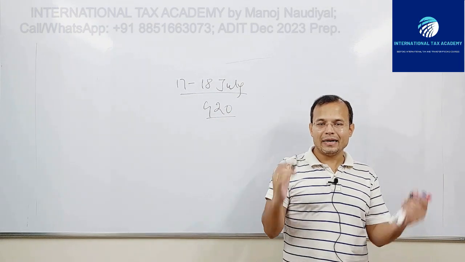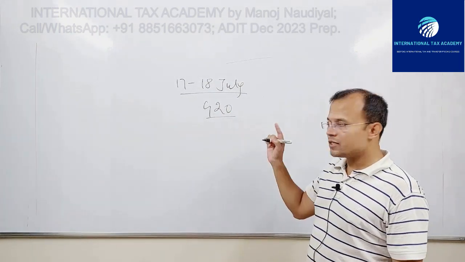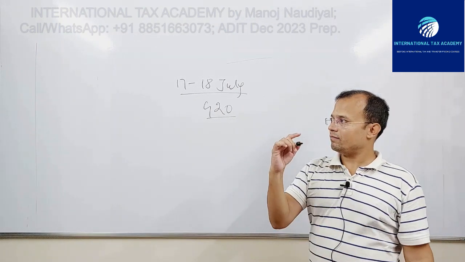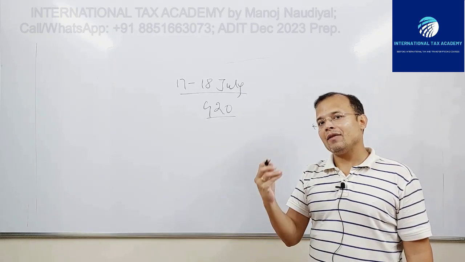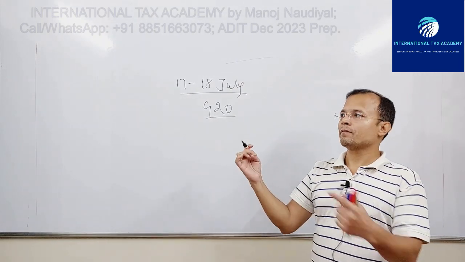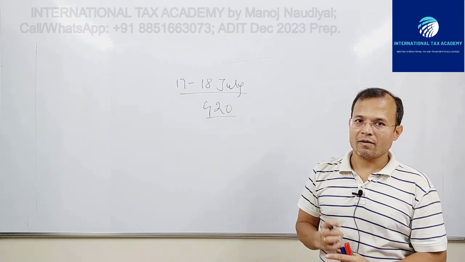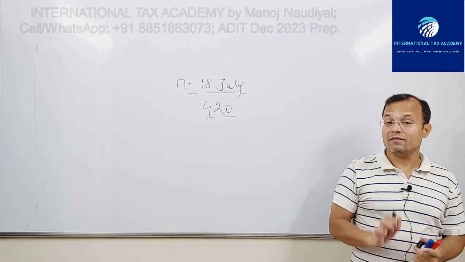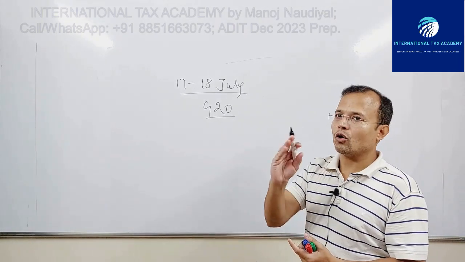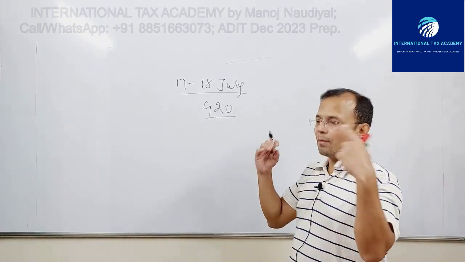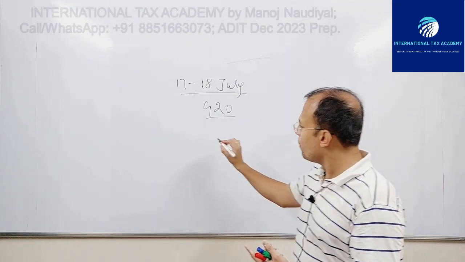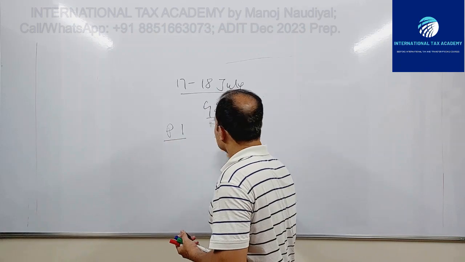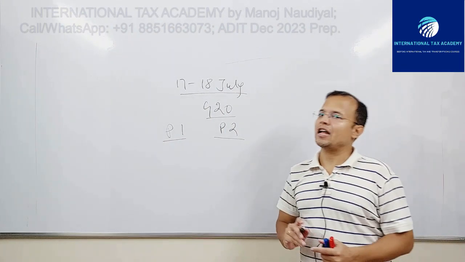G20 had its meeting in India. This meeting was of G20 finance ministers and was also attended by G20 central bank governors. In this meeting on these 2 days, OECD BEPS inclusive framework presented a number of documents pertaining to Pillar 1 and Pillar 2 to the G20 group of finance ministers.